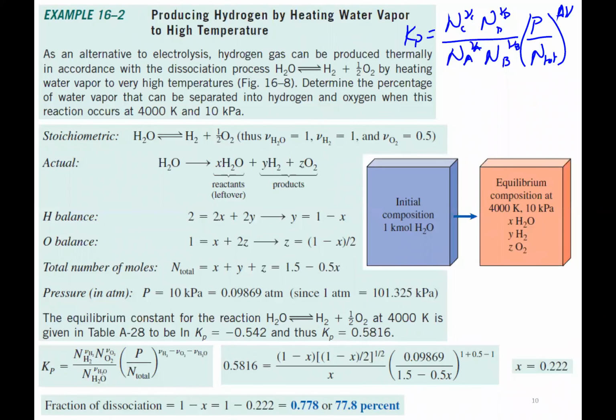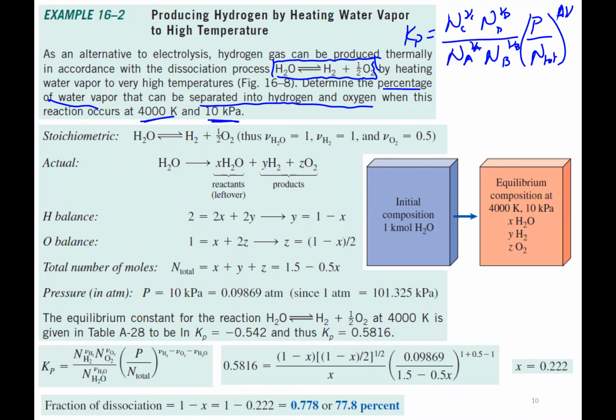All right, so in this case, they're saying producing hydrogen by heating water vapor to high temperature. As an alternative to electrolysis, hydrogen gas can be produced thermally in accordance with the dissociation process, so water dissociating to H2 and O2 by heating water vapor to very high temperatures. So this would be: determine the percentage of water vapor that can be separated into hydrogen and oxygen. And as it says, it's very high temperature, so 4,000 Kelvin, very high, right? And 10 kPa. Okay.